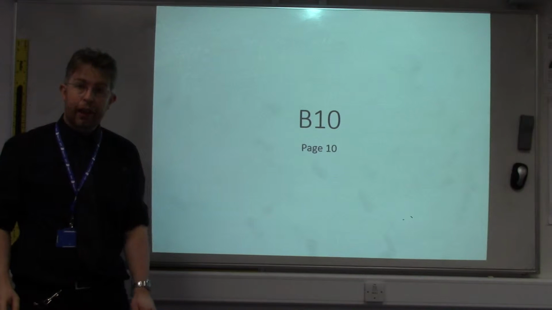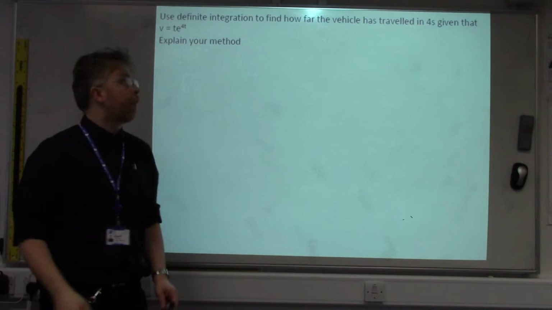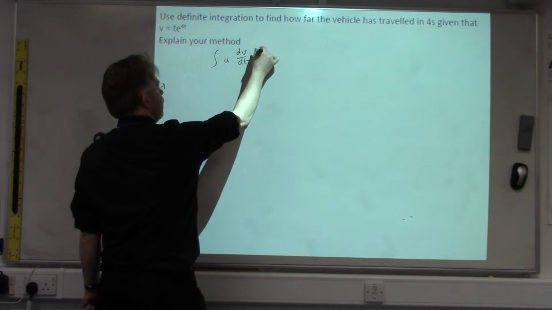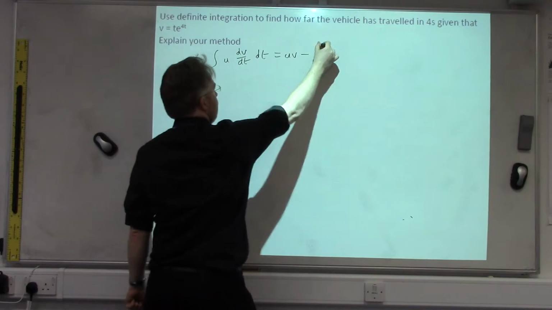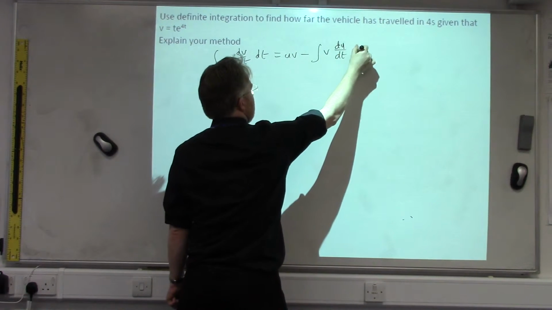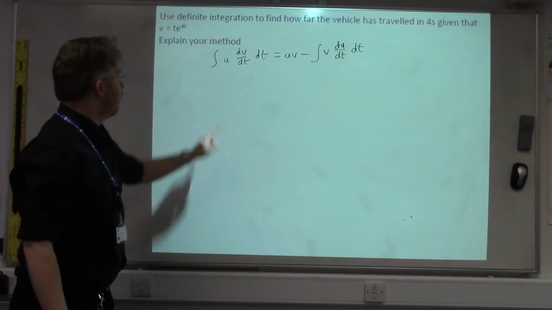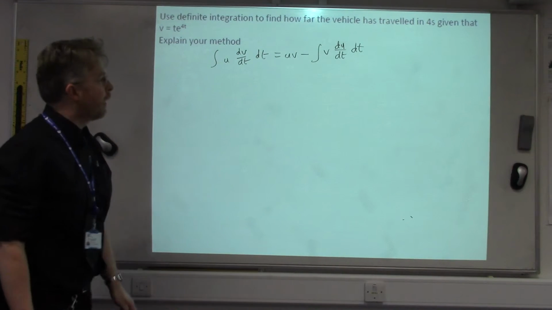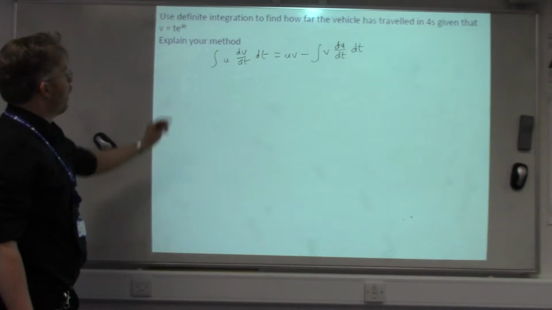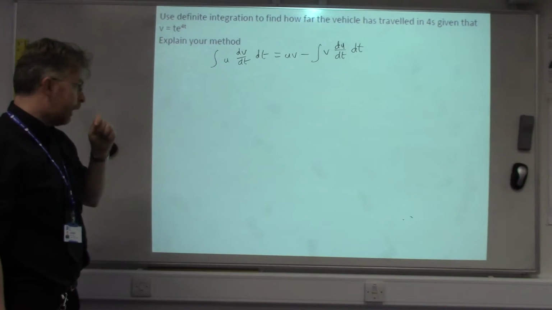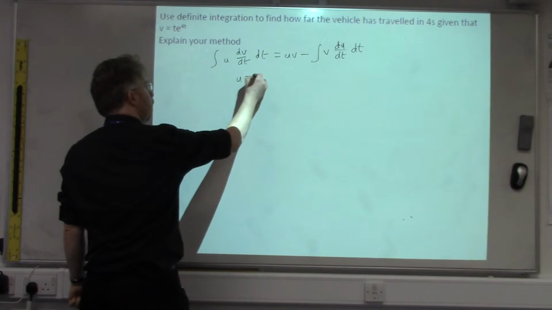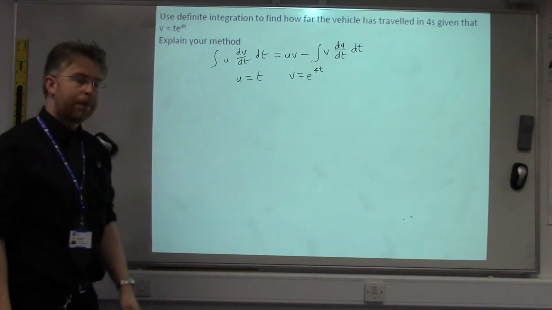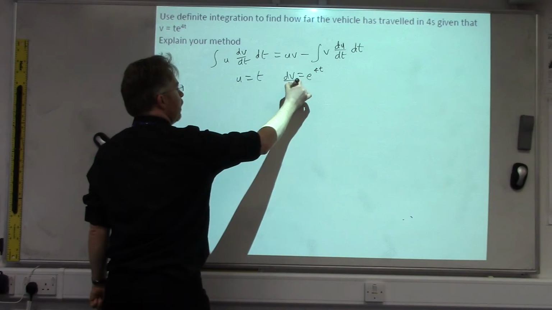Right, we're on page 10 of the example booklet now. And this is another one that requires the by parts formula, so now I wish I hadn't rubbed out. So that's the by parts formula. The integral of u times dv by dt equals u times v minus the integral of v times du by dt. And there's our function, t e to the 4t. So u is equal to t and dv by dt is equal to e to the 4t.